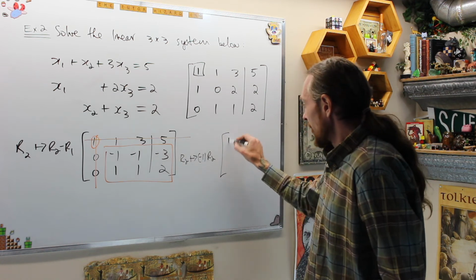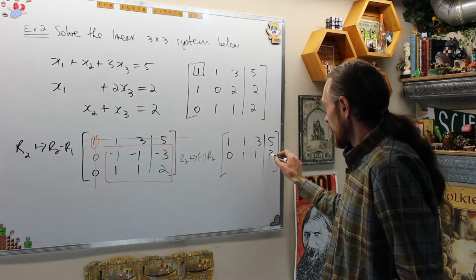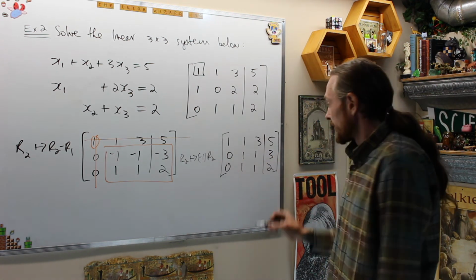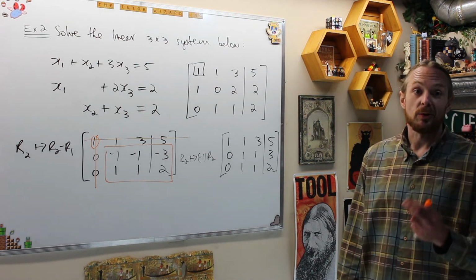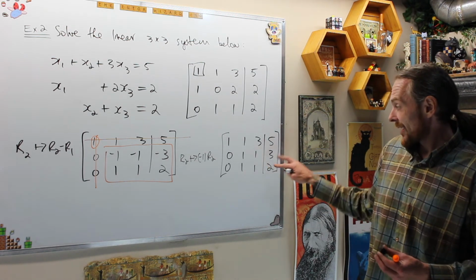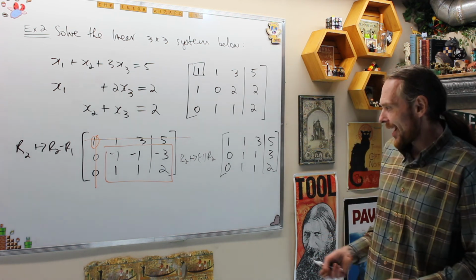And that gives me 1, 1, 3, 5, 0, 1, 1, 3, 0, 1, 1, 2. And now I can see the jig is up, but I'll go there first. There's no solutions, because when I subtract, we're going to get a contradiction. Don't make a decision until you're in REF. Am I in REF? No.